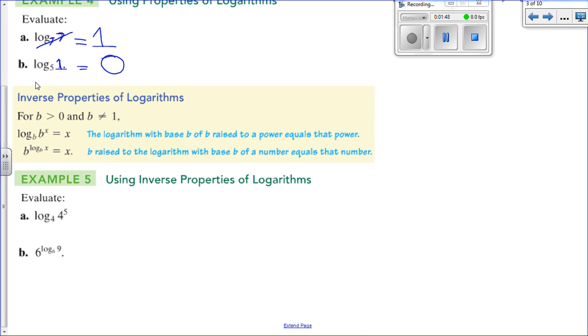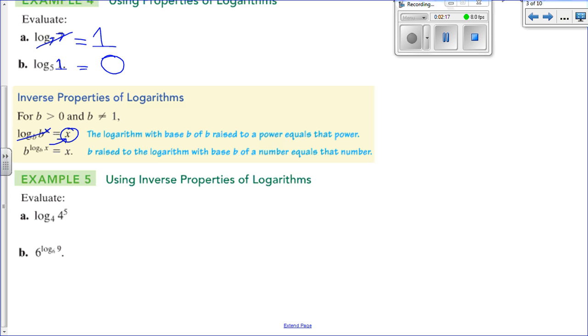So let's go ahead and look at the inverse properties of logarithms. This one is similar to the one that equals 1, where there was no exponent because there's an implied exponent of 1. In this case, we don't know what the exponent is. The exponent is x. So we can use the same idea. Those two will cancel, and the answer will be whatever exponent you have here. That will be the answer of the logarithmic expression.